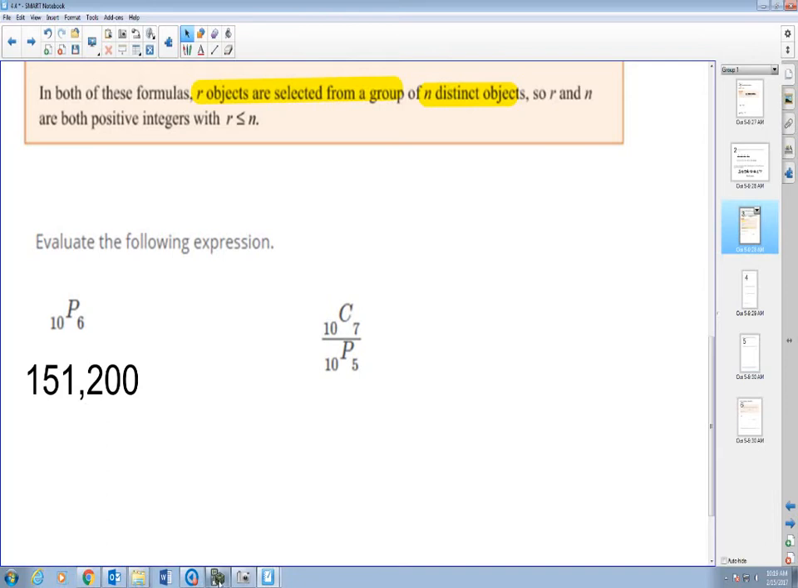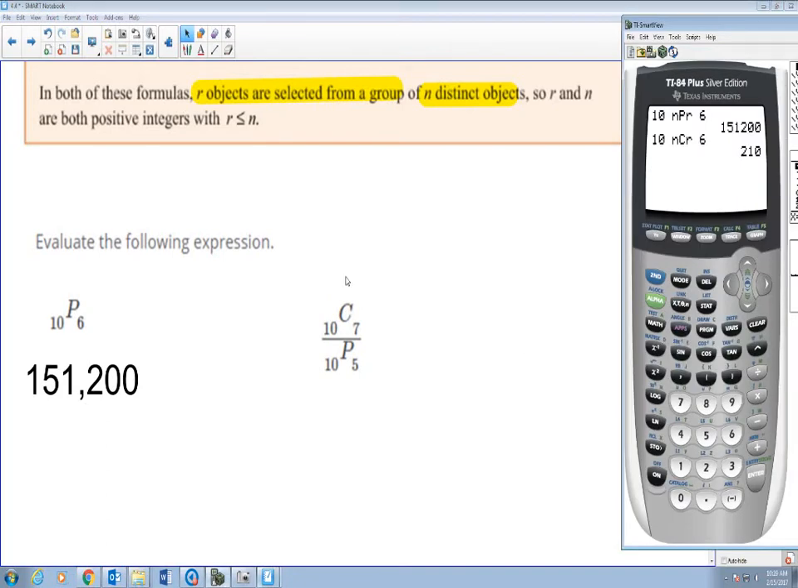Alright, let's try this one. Same thing as the factorial. I want my calculator to do the 10 choosing 7 first using combination. So I'm going to put it in parentheses just to be on the safe side. So nCr is number 3, choosing 7, close it, divided by, open the parenthesis for my permutation, 10 choosing 5 using permutation. So that will be nPr 5. Maybe it is right.